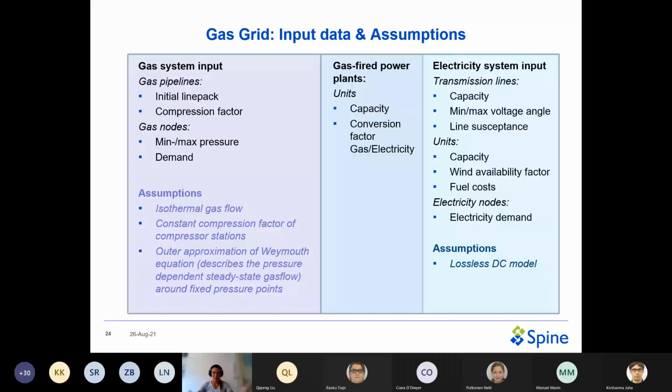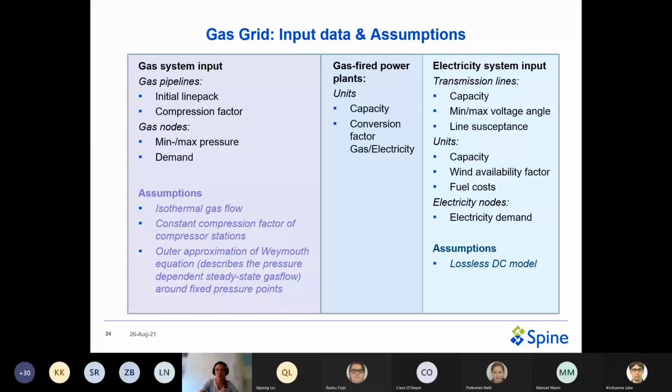And let's look at what the input data looked like. Well, for the gas side input, we knew beforehand the initial line pack of our gas pipelines, so the storage state at the beginning of the optimization. We had some compression stations, and we knew the compression factors of those. We have some gas nodes present, and we know the minimum and maximum pressures and their time-dependent demands.